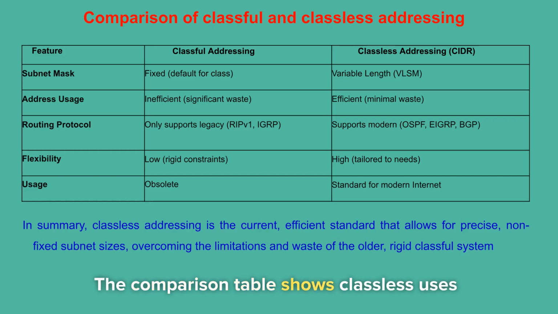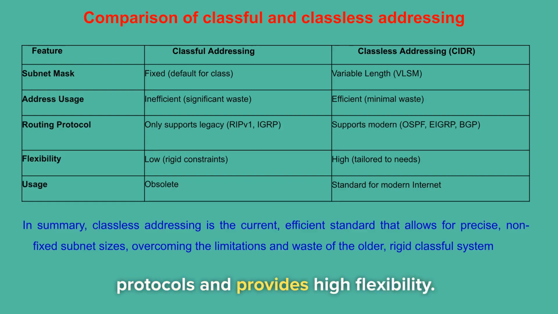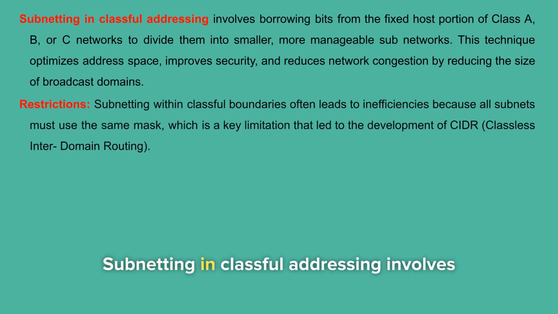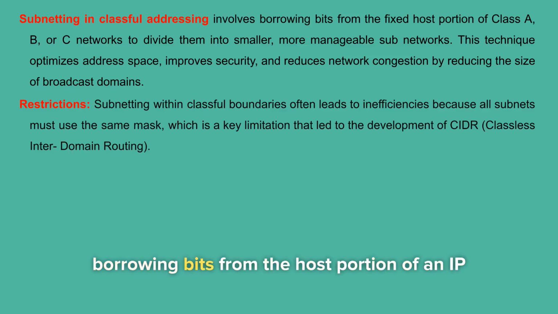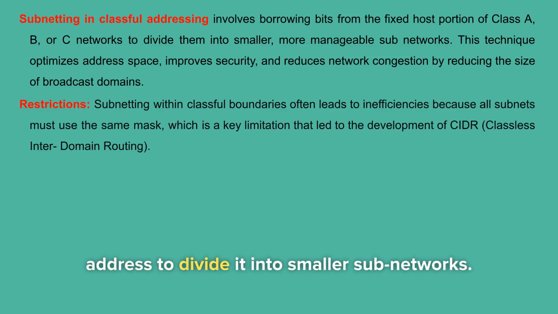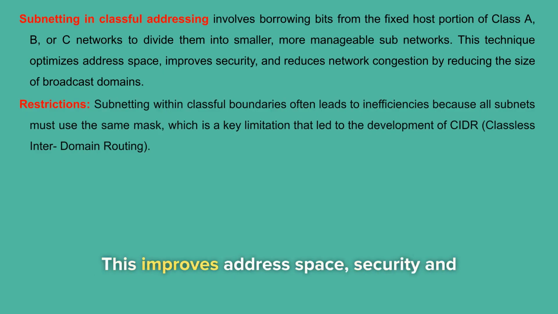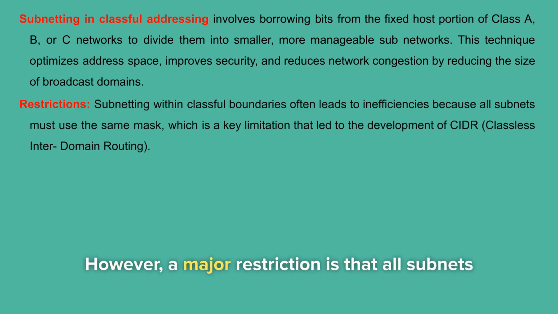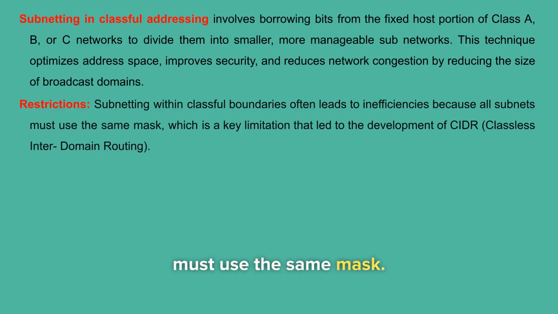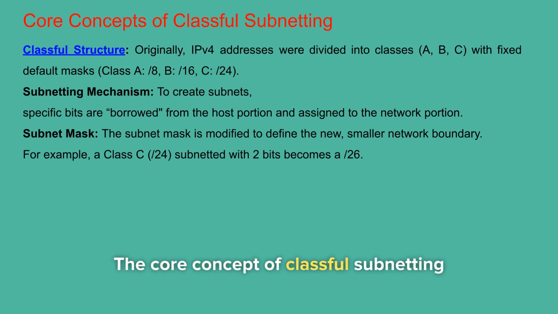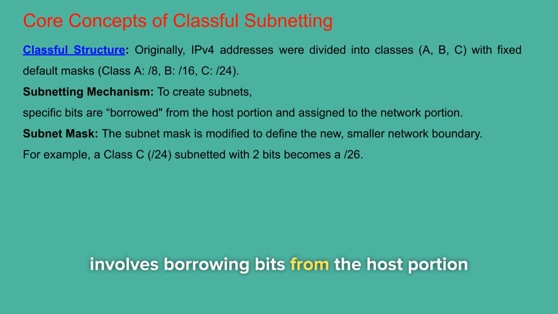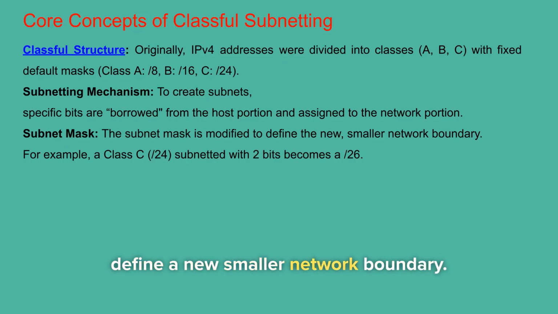The comparison table shows classless uses variable-length subnet masks, has efficient address usage, supports modern routing protocols, and provides high flexibility. Subnetting in classful addressing involves borrowing bits from the host portion of an IP address to divide it into smaller subnetworks. This improves address space, security, and reduces network congestion. However, a major restriction is that all subnets must use the same mask. The core concept of classful subnetting involves borrowing bits from the host portion and assigning them to the network portion to define a new, smaller network boundary.